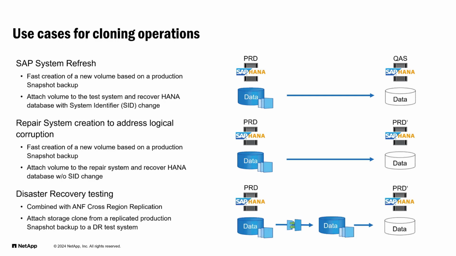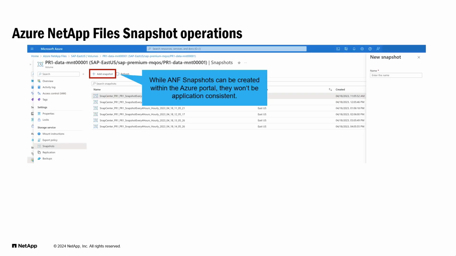The last use case is the ability to run a disaster recovery failover test without stopping the replication and therefore without influencing RTO and RPO of the disaster recovery setup. When ANF cross-region replication is used to replicate the data to the DR side, the production snapshot backups will be available at the DR side as well and can then be used to create a new volume for disaster recovery testing. All basic snapshot operations are available through the Azure portal and APIs.